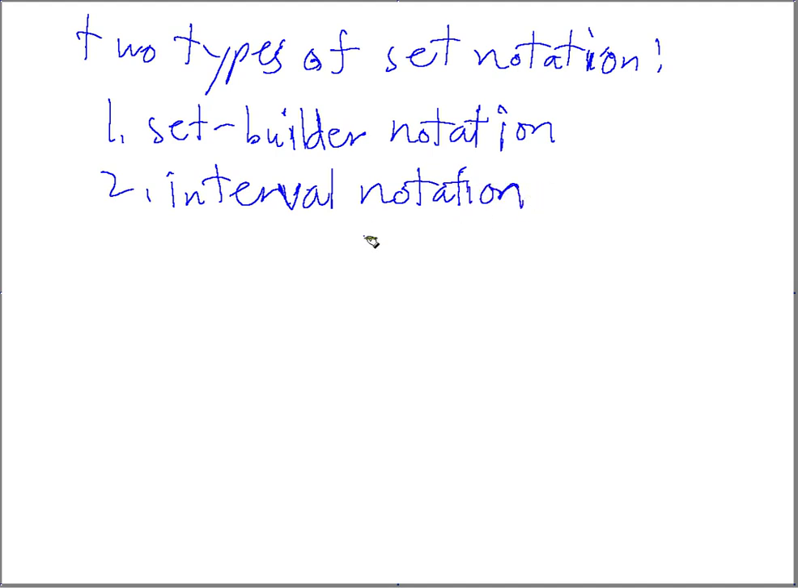Anyways, so two types of set notation here: set builder notation and interval notation. So what are these types of notations? Well, earlier, remember we graphed x greater than or equal to 5, where we put a bracket on 5, and the arrow goes to the right, because we're including it.